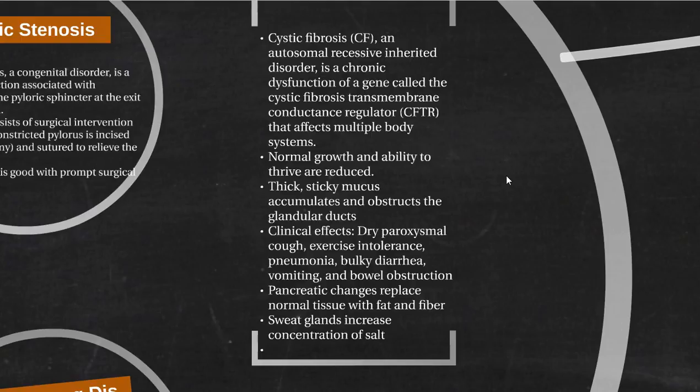They have this thick mucus, and they cannot clear it out in a sufficient manner to allow them to breathe normally or some of their body parts to function normally. The clinical effects of CF are dry paroxysmal cough, exercise intolerance, pneumonia, bulky diarrhea, vomiting, and bowel obstruction. Pancreatic changes replace normal tissue with fat and fiber, and then sweat glands increase the concentration of salt.